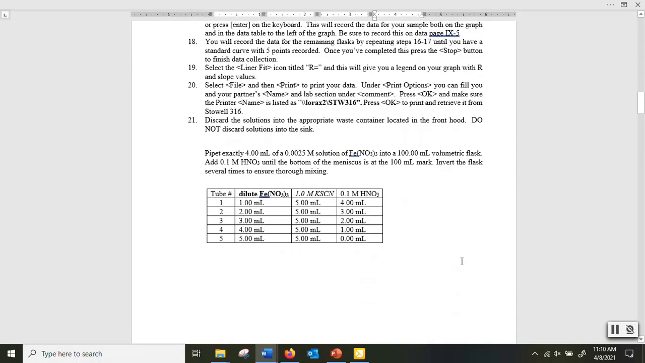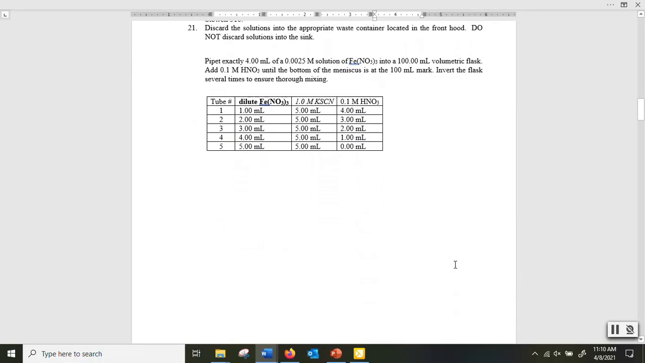Getting myself a little bit of room. First of all, these are our directions for actually making the first standard curve solutions. I've just moved them down so I can use some space. First of all, notice here that it says dilute iron 3 nitrate. Now remember, iron 3 nitrate is a strong electrolyte, so we're going to end up in solution with iron 3 plus and 3 nitrates swimming around doing nothing. And this is what we care about. So we're going to be using dilute iron 3 plus.